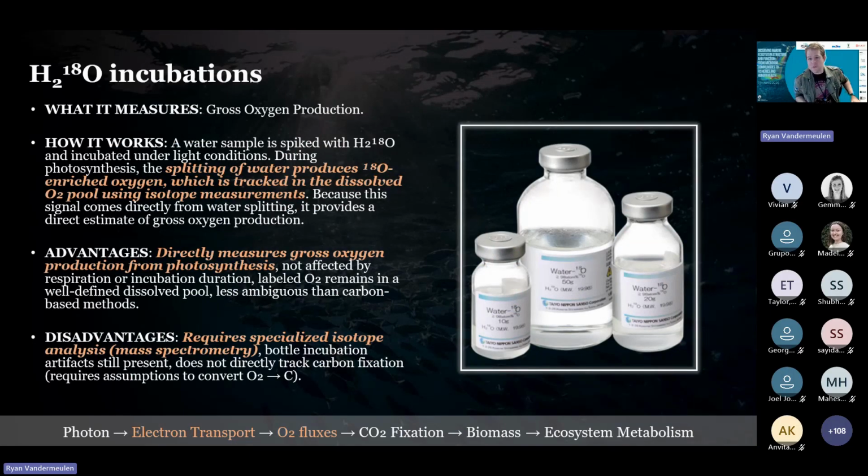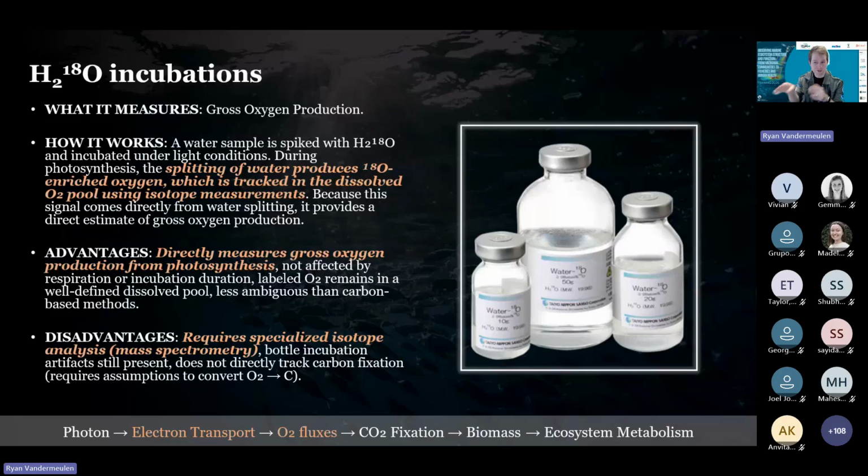So one way we can quantify this process is to collect a seawater sample, enrich it with oxygen 18 labeled water, and then incubate it under simulated light conditions. So oxygen 18 is a naturally occurring heavier form of oxygen that we could use as a tracer. Because the oxygen released during photosynthesis comes from water, any oxygen produced from the oxygen 18 labeled water carries that same 18O signature. So by measuring the isotopic composition of the dissolved oxygen pool, we can directly quantify how much oxygen was created through this specific photosynthetic process.